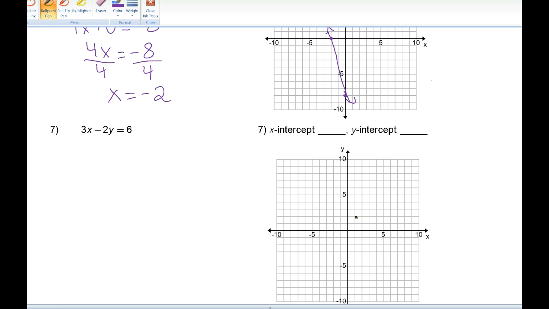All right, next one. You want to try this one on your own? Go ahead and try it on your own first. I'm going to do a quick pause here to give you guys some time. Yeah, that's good.